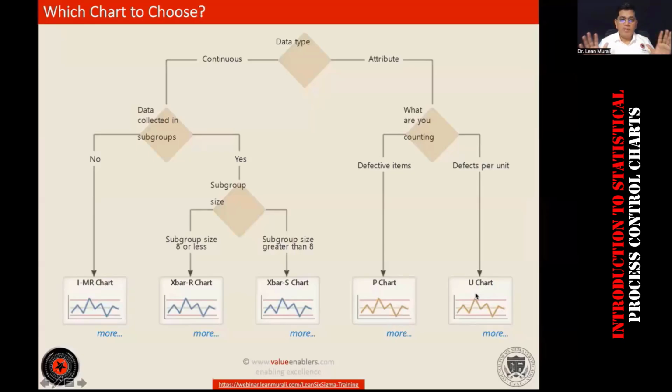Now, the point here is, boss, this looks like a big headache for me. How do I remember this? Don't worry about this. Do not remember this. All you should know is there are two types of data, continuous data and attribute data. In continuous data, if you are going to monitor the individual, then you use an IMR chart, or otherwise X bar R or X bar S chart. If it is attribute data, either P chart or U chart. Finished, period. And the software will help you with everything.